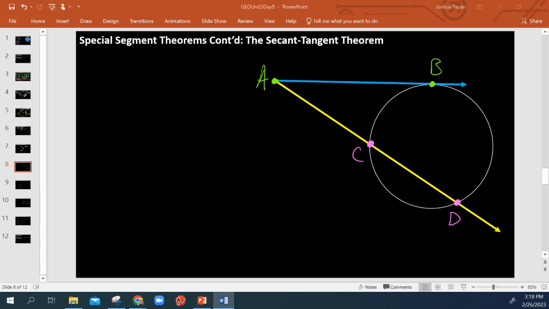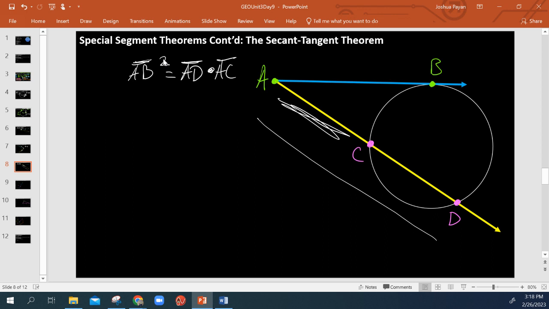Okay, so this one's particularly interesting. This is the secant tangent theorem, and it says that the tangent segment, so AB here, and again, we see that they originate from the same exterior point A, the tangent segment squared is going to be equal to the secant times its exterior component. So the secant AD multiplied by its exterior component. And that will always be true.